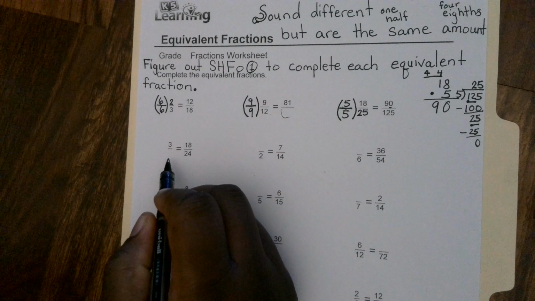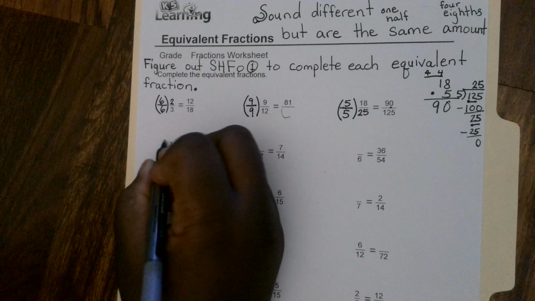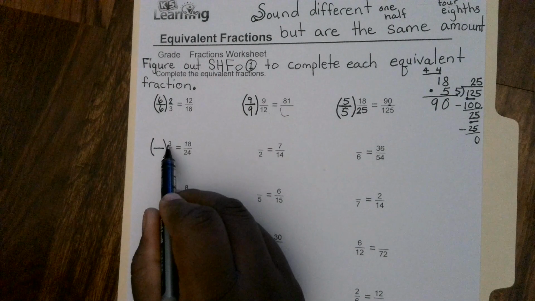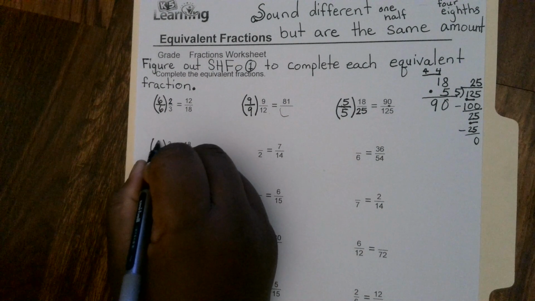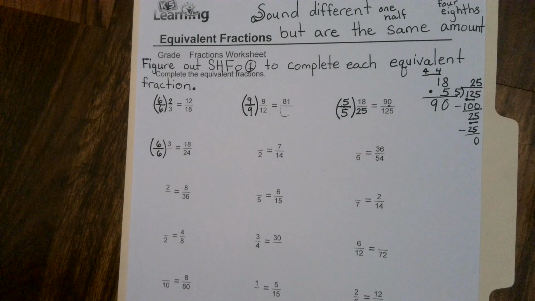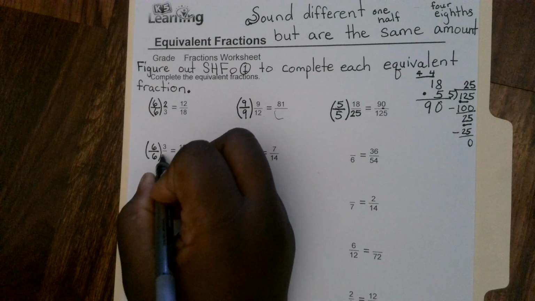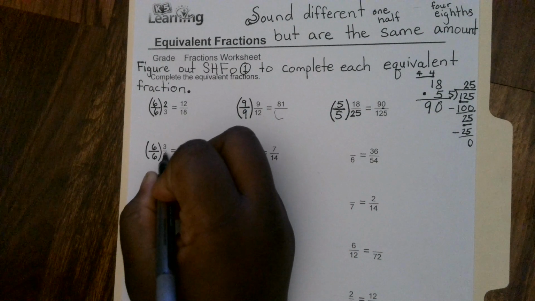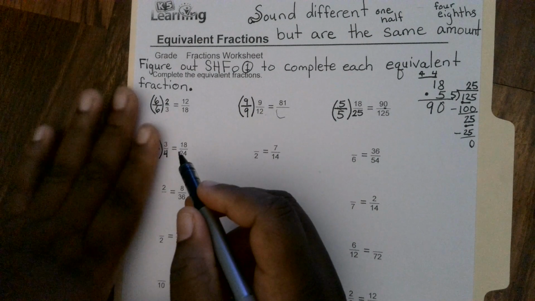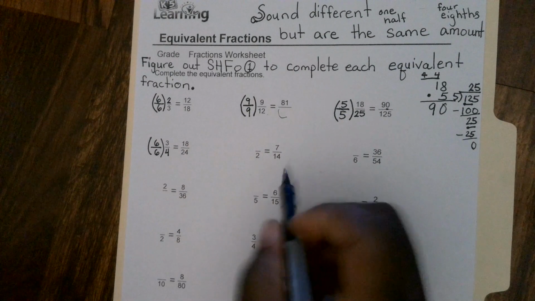3 what is equivalent to 18 24ths? So, first thing you do is figure out what is going to be SHFU. 3 times what gives me 18? 3 times 6 gives me 18. And so this will be 6 sixths. So now I ask myself, 6 times what equals 24? 6 times 4 equals 24. So 3/4 is equivalent to 18 24ths.